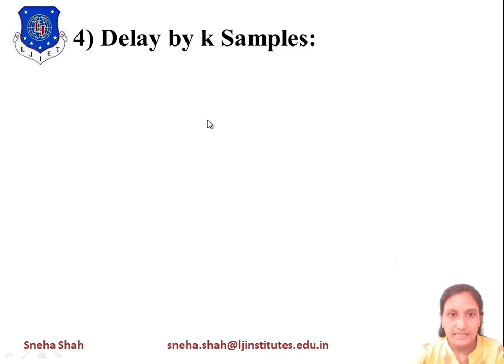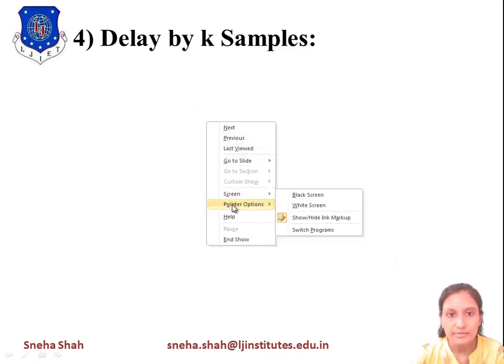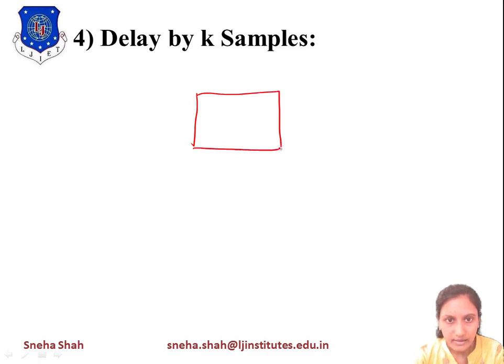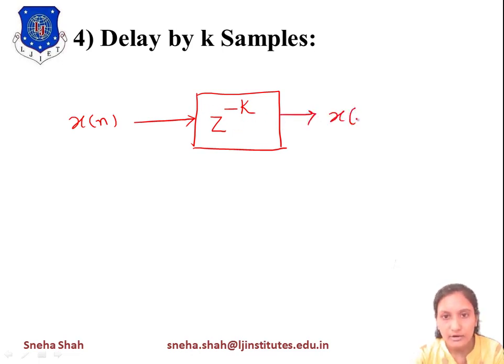Now the next term is delay by k samples. Suppose you want to delay any term by k samples, then we use a delay unit. It is represented by z raised to minus k. If we take the input signal x of n and apply it to the delay unit, it gives you the output x of n minus k. This is minus k, so it gives you a delay by k samples.